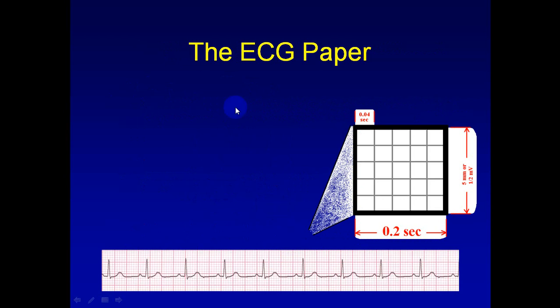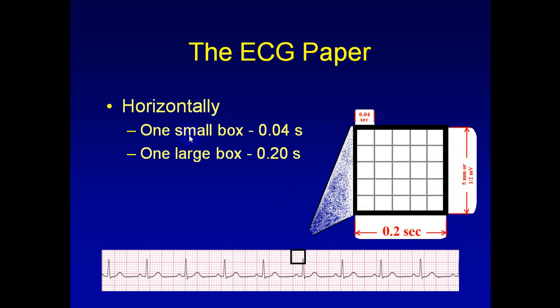Also, on the ECG paper there are large boxes and small boxes. Horizontal is time, vertical is millivolt. Every small box is 0.04 second, and 5 boxes is 0.2 second, or 200 millisecond. Vertically, every small square is 0.1 millivolt, and a large square is 0.5 millivolt.